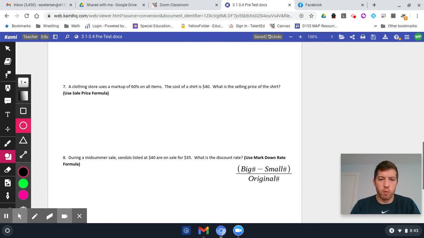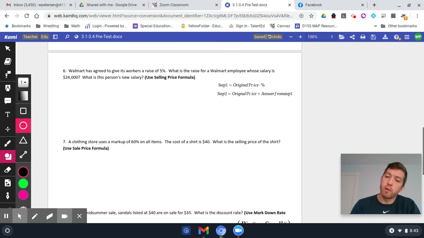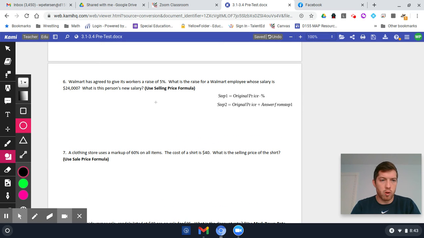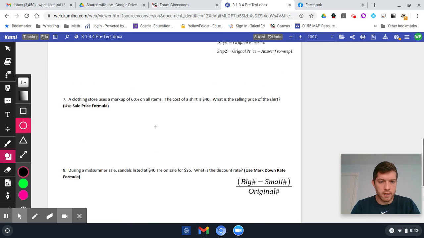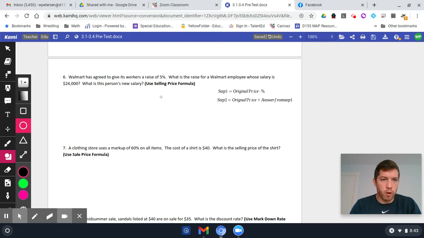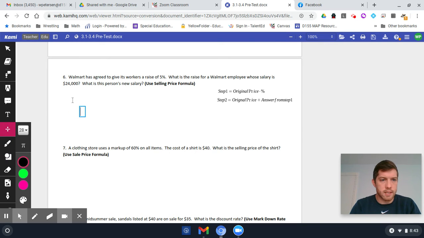Then we have a bunch of different ones that are just dealing with percents and dealing with markup or markdown. So I'll go ahead and do number 6 and I'll do number 8. Number 6, first off, is we are getting a raise. Okay, that's always a good thing. So what we're going to do is we're going to take the salary that we started with, which is $24,000. All right, and we're being told that we're going to get 5% raise. Whenever we want to find a percent and a value, we have to use multiplication. So we're going to multiply it by the percent, which is 0.05. We have to change the percent to a decimal. Okay, we have to do that.